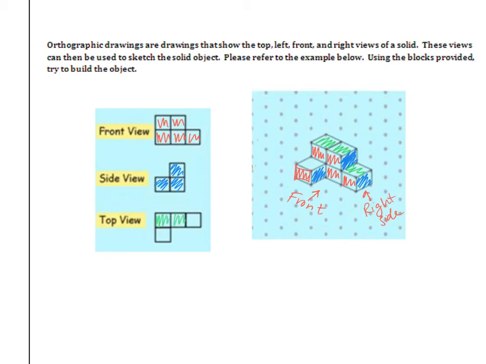So it would be here, here, and here. And then this green one would be out front. So those orthographic views are 2-dimensional views from a certain side of the 3-dimensional shape.